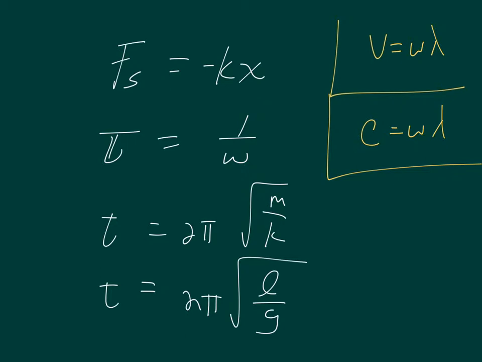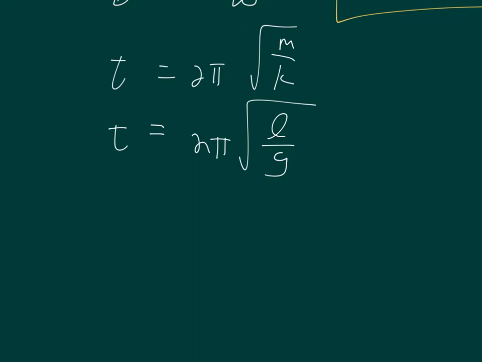Why does it not involve mass? Why is the period of a pendulum not involve mass at all? Who remembers? Is it because it doesn't matter? Yeah, remember we talked about how it cancels out? We talked about how at the top you have mgh, at the bottom you have 1/2 mv squared.